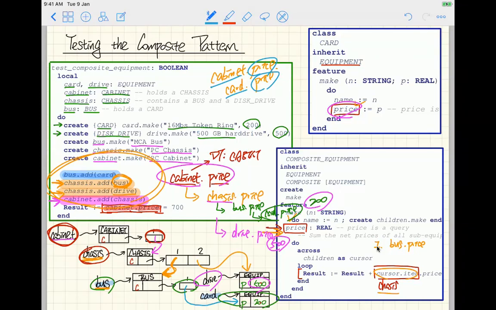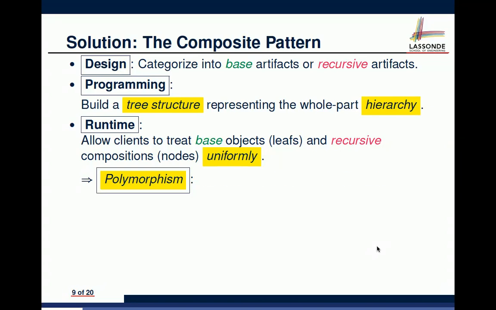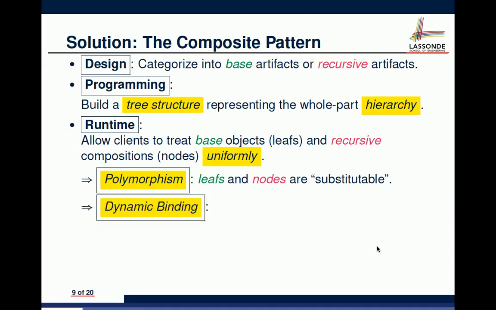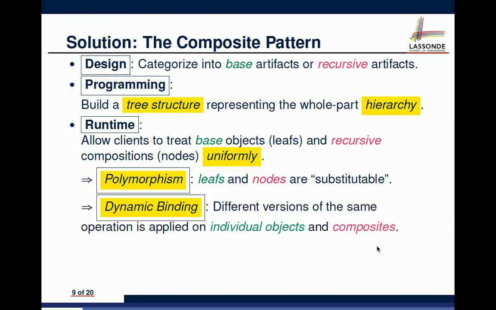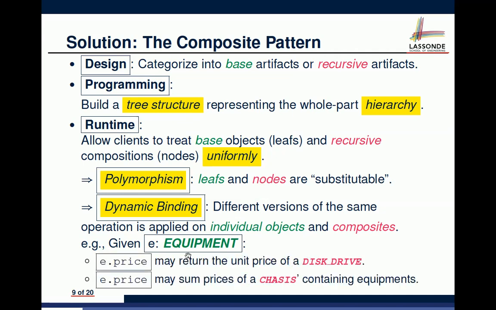When the client wants to figure out the price, it doesn't matter what kind of equipment you have. You just say something.price, and dynamic binding is going to handle the rest. And then polymorphism, because we've got polymorphic children. Each child can either be basic or composite. Dynamic binding, as we explained, for the price. Given equipment here, E.price may refer to a basic component dynamically, or you might refer to the composite equipment, which will trigger some recursive traversal.